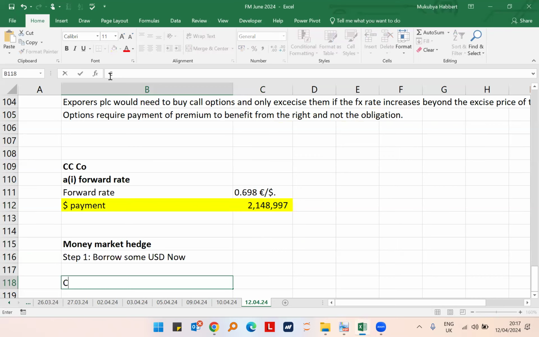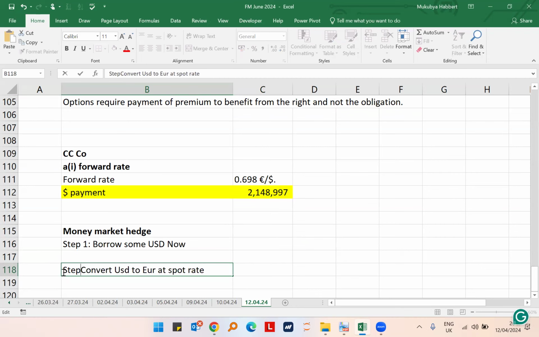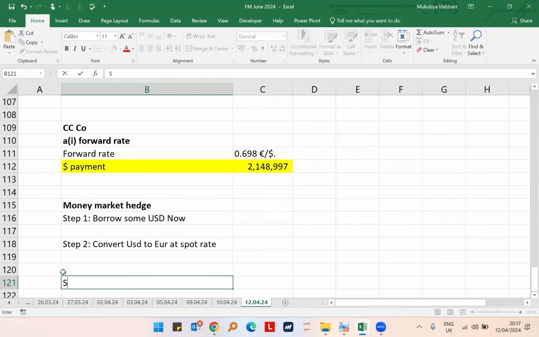Then step 2, I'm going to convert the USD to the euro at the spot rate. Then step 3, I need to deposit the euro for 3 months.